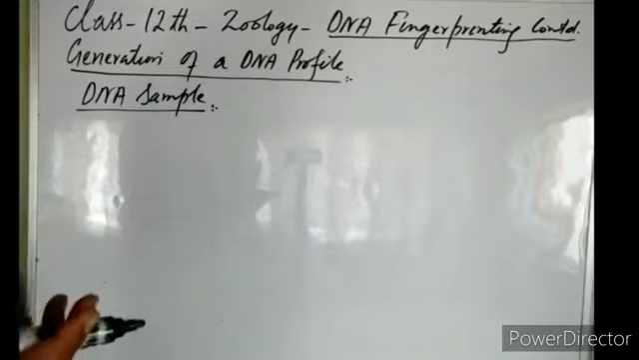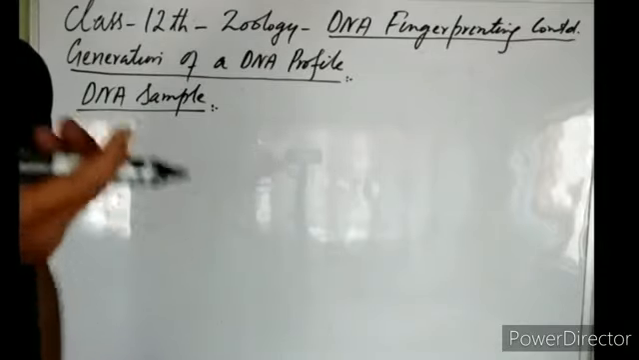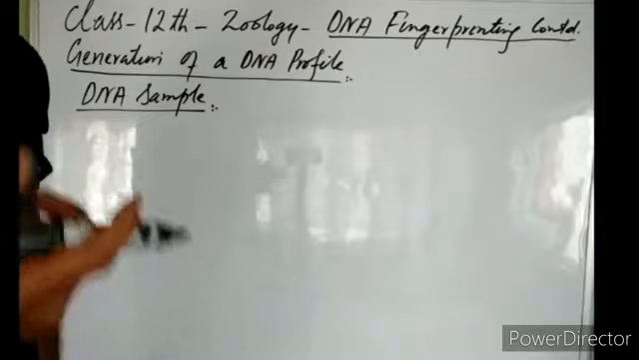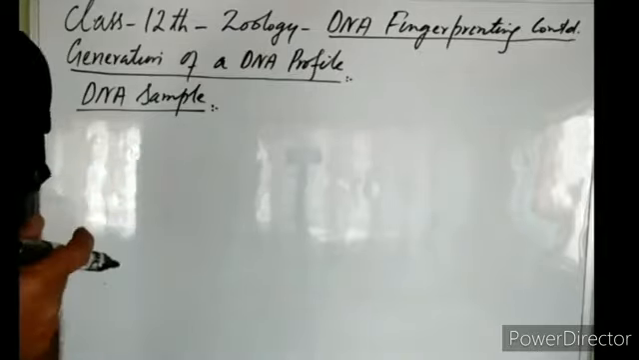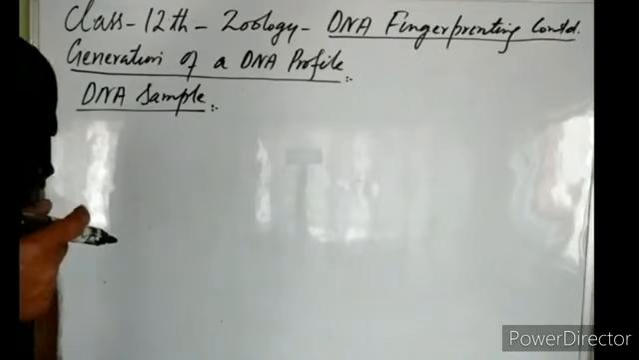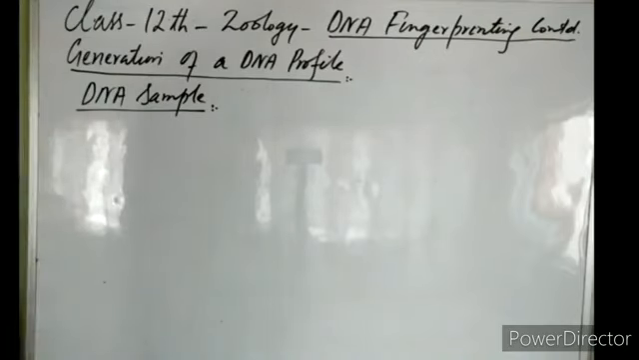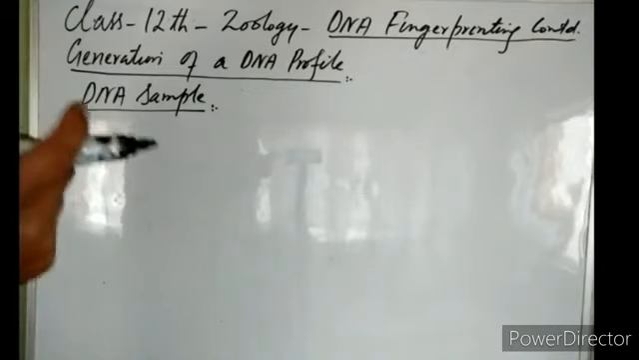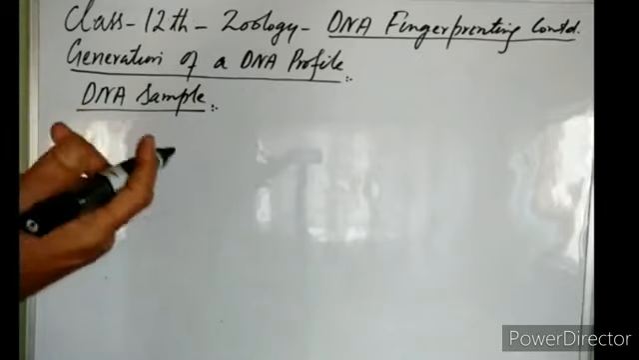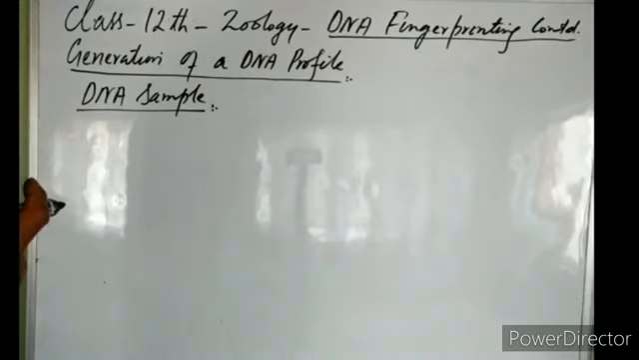They can extract DNA from skin cells. They can extract DNA from hair follicle cells. They can extract DNA from semen. They can extract DNA from blood, right? So for obtaining a DNA sample, either the sample is taken from a cheek swab, or it may be obtained from any body tissue, or it may be obtained from the crime scene, right?